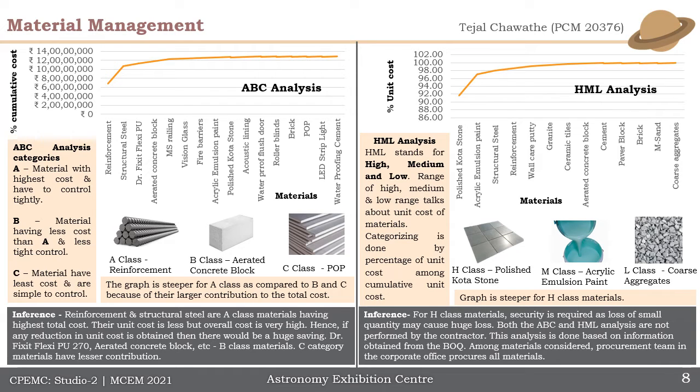And then coming to HML analysis, HML stands for high, medium, and low. And the range of high, medium, and low talks about the unit cost of the materials. Here, H class is the polished Kota stone, and for H class materials, security is required as the loss of even a small quantity causes a huge loss.